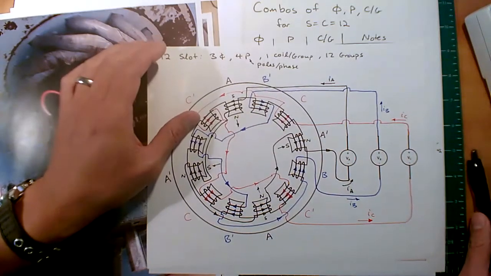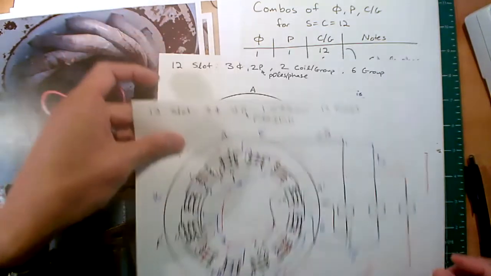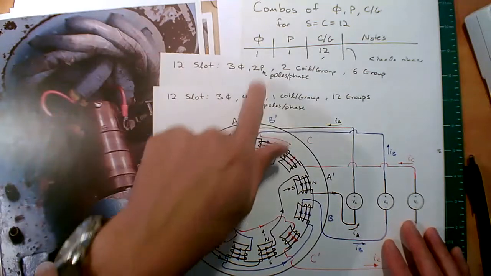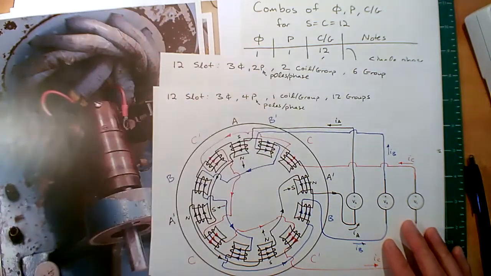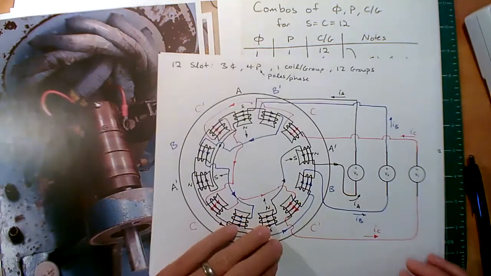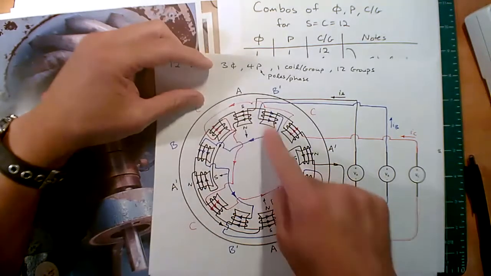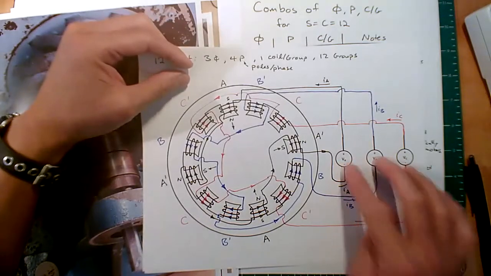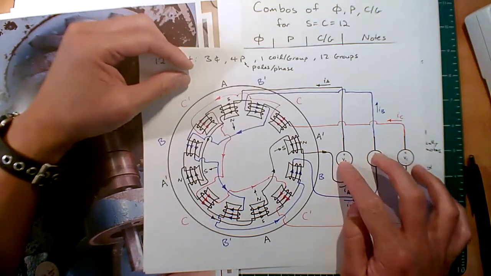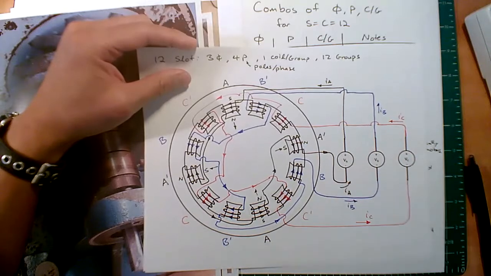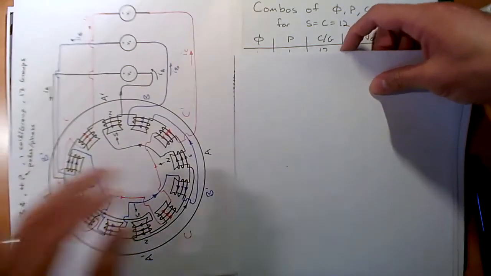Okay. All right, so these are two nice examples of a 12 slot. One is a 4-pole, one is a 2-pole, both 3-phase. That would work to create a spinning magnetic field when these are excited with 3-phase current that's balanced 120 degrees apart. Okay, kind of neat.